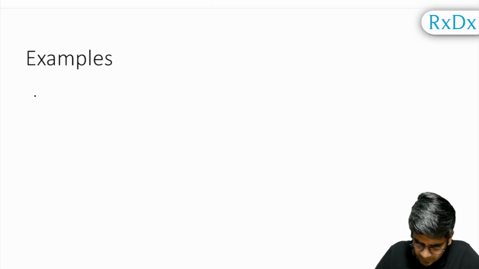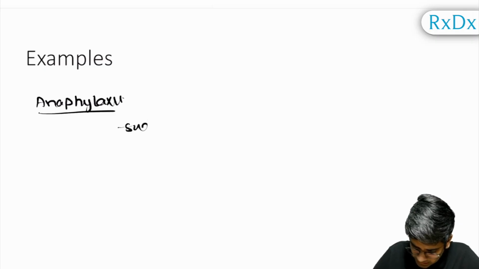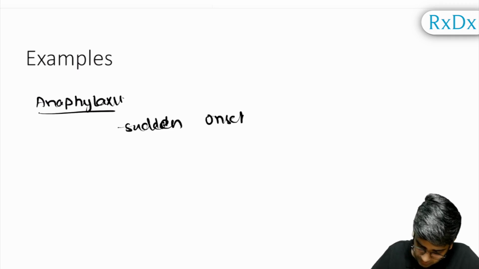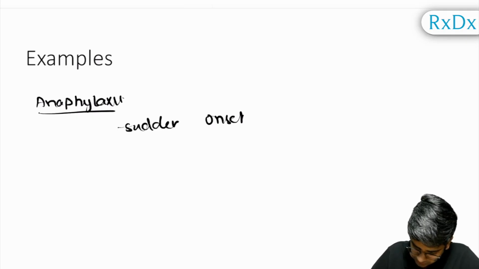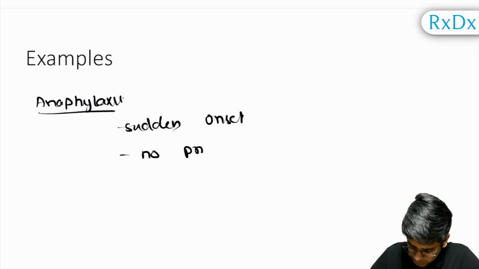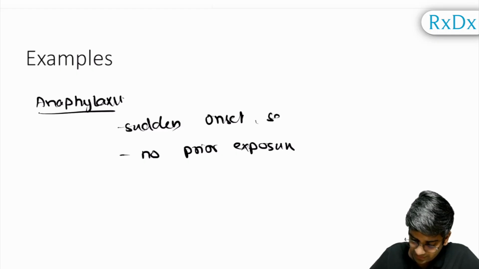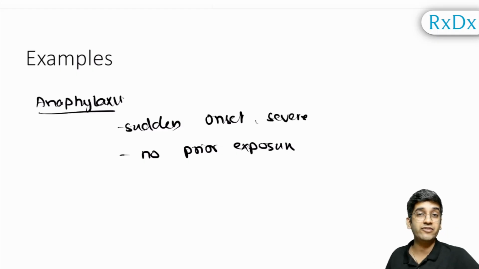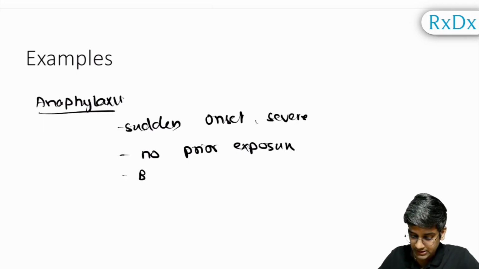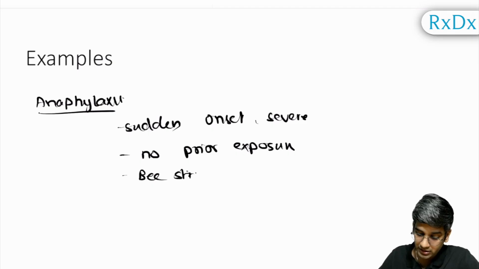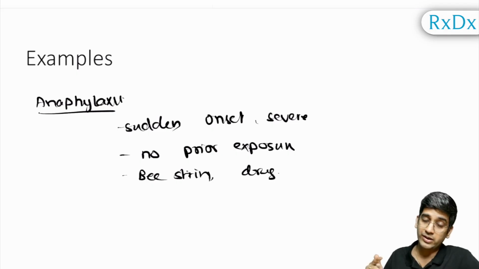If you look at the examples, the major example for me, like I said, is anaphylaxis. I want you to remember, it's sudden onset. The most important thing is it's without an exposure, okay? It's all of a sudden, no prior exposure. It's a severe reaction. You'll have an edema of airways, might even find it difficult to breathe. The best example for you is bee sting. Drugs, especially if it's an intravenous drug or a parenteral route, best example, right?